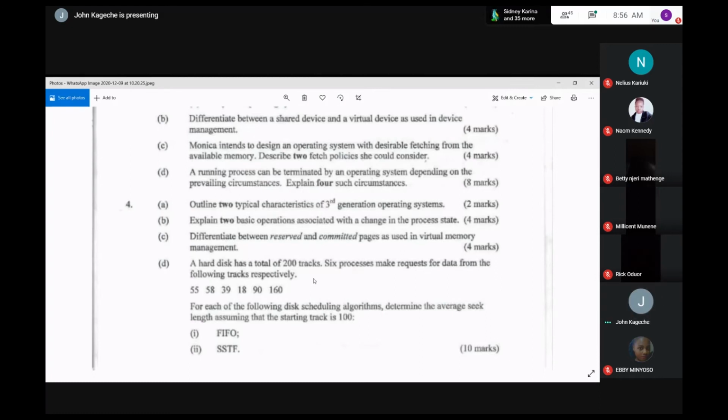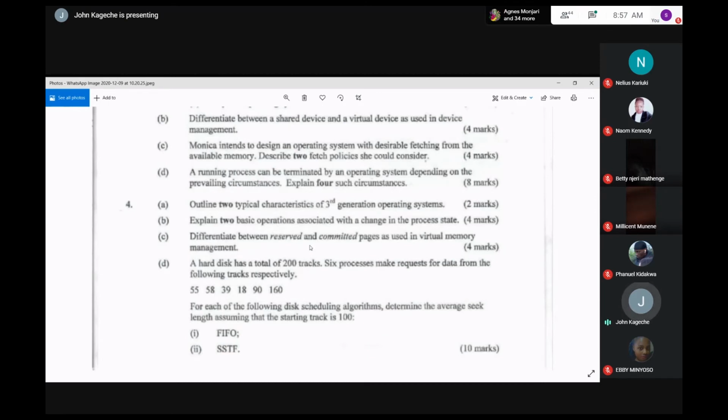Differentiate between reserved and committed pages as used in virtual memory. I think this one we handled last time. Yes, reserved and committed. You remember? I think I mentioned this. So we said here that reserved pages, if I can remember how I explained it, are a set of contiguous pages within the virtual memory that are set aside for a process, but do not count against the process memory quota until it is used.